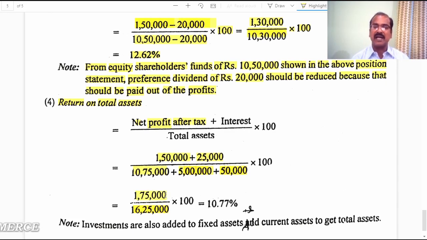Net profit after tax but before interest comes to 1,75,000. Into 100, it gives us 10.77%. That's nothing but return on total assets. I hope I have done my lecture to a level of satisfaction on the calculation of the 4 important ratios asked in the problem.